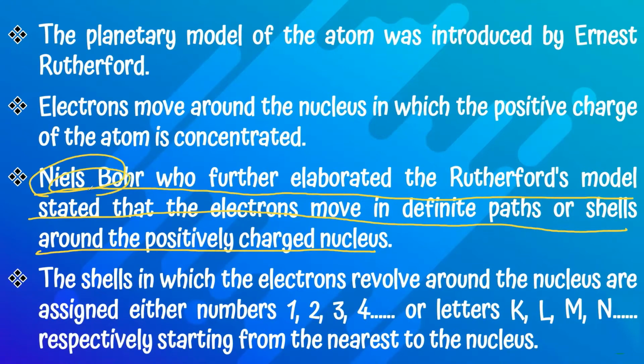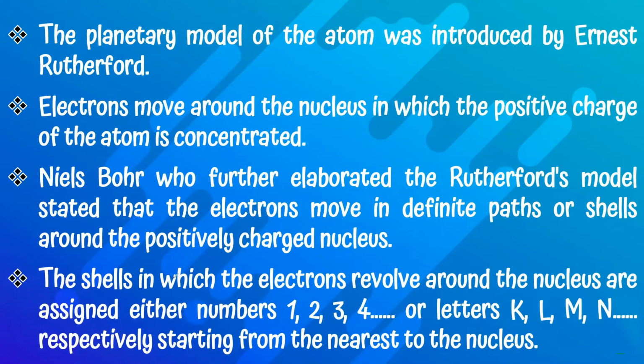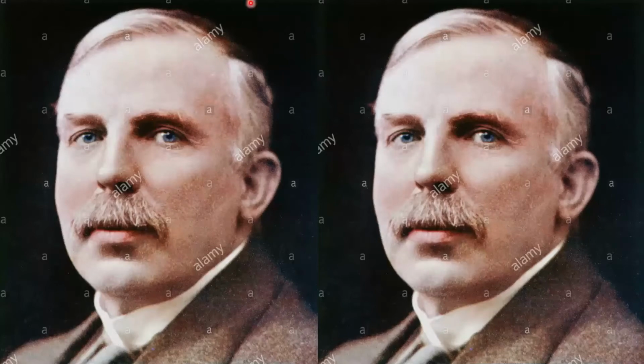Niels Bohr, who further elaborated Rutherford's model, stated that the electrons move in definite paths or shells around the positively charged nucleus. The shells around the positively charged nucleus are assigned either numbers 1, 2, 3, 4 or letters K, L, M, N, respectively, starting from the nearest to the nucleus. This is a picture of Ernest Rutherford, father of the planetary model.